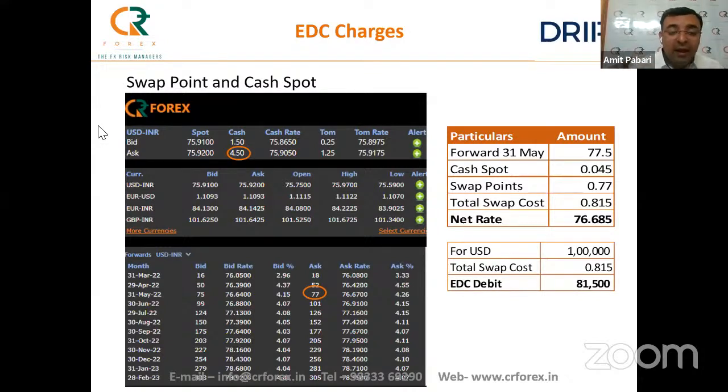Some bank will debit upfront, some bank will debit afterward. Those banks like UCO Bank, Bank of Baroda, they generally debit afterwards. So if they are debiting afterwards, check whether they have deducted 81,500 or not. If they have deducted more, you have a right to ask them.